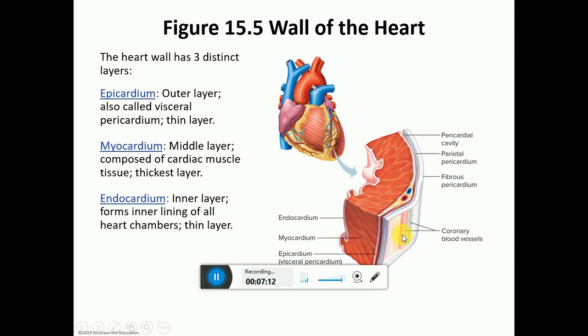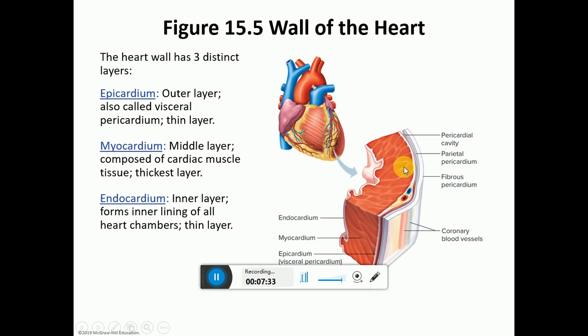Now, if you dissect, if you remove that pericardium, you want to take a look at the layers of the heart. There are actually 3 layers. The layer on the outside is known as the epicardium, which is actually your visceral pericardium. So the visceral pericardium and the epicardium are the exact same layer.